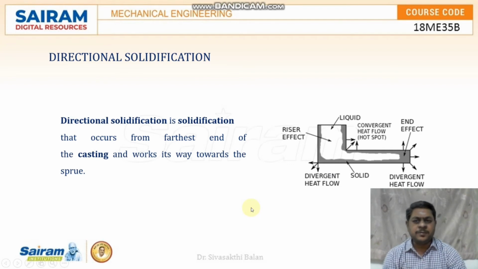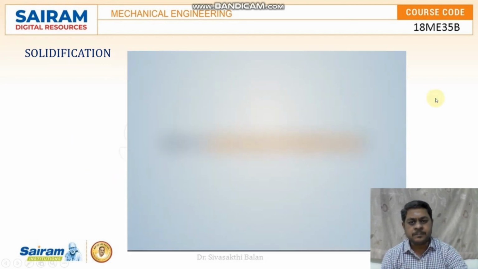Now, let us discuss directional solidification. It is also a process of solidification where it follows a certain direction. For example, solidification first starts from the sprue, then the mold, and then it reaches the riser. When it follows this kind of direction, it is called directional solidification. This animation explains how directional solidification happens.